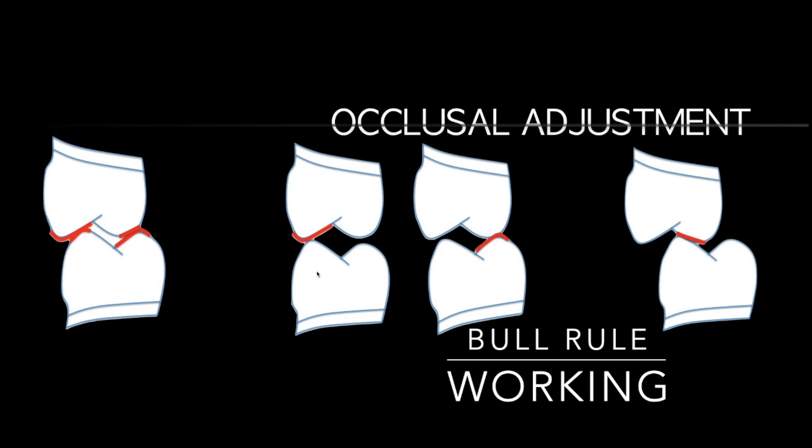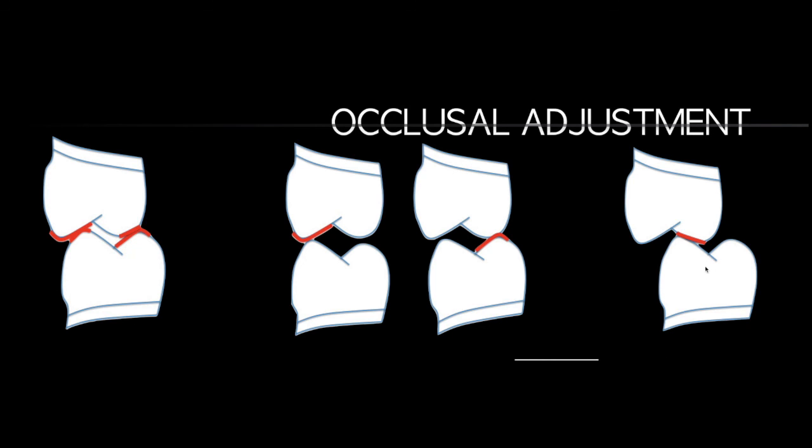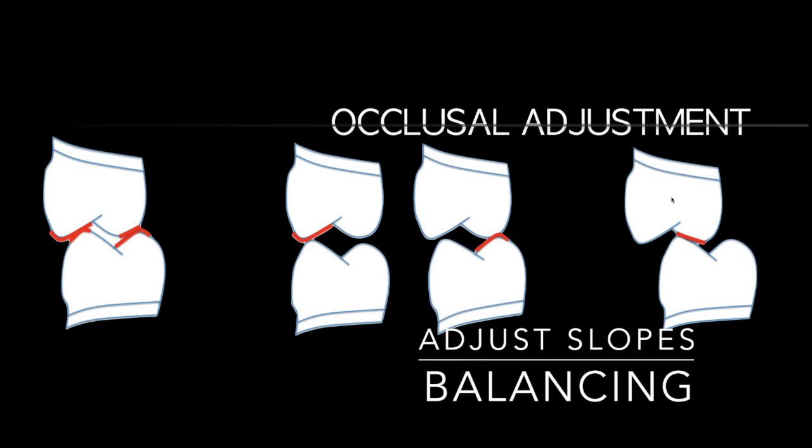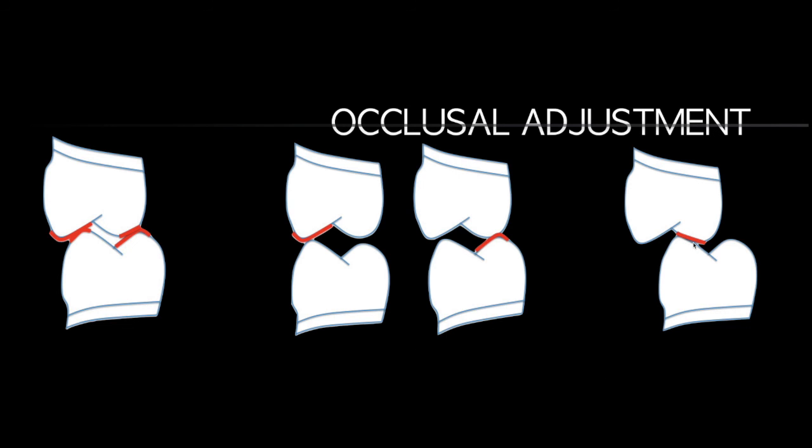In that case, you are not touching the functional cusps. On the inside, when the palatal cusp and lingual cusp are in contact with a hyper mark, you only adjust the lower lingual cusp, not the palatal cusp, which is a functional cusp. So when you're adjusting the working side, you follow BULL, called the Bull's rule. When it comes to the balancing side, you are adjusting the slope of the functional cusp, if there is any.